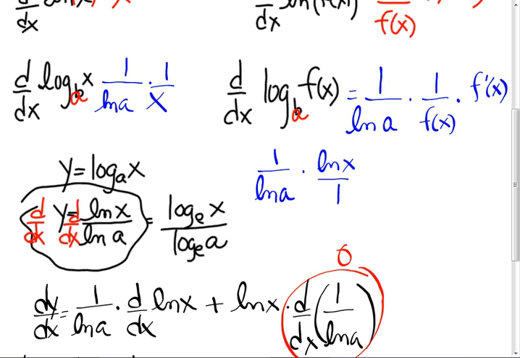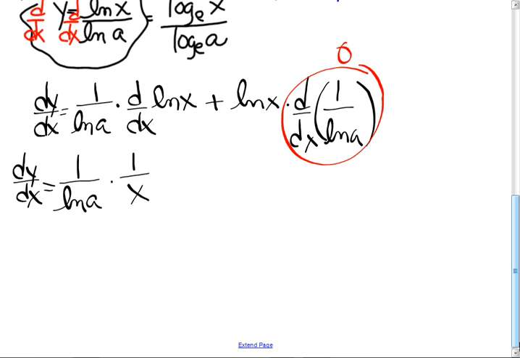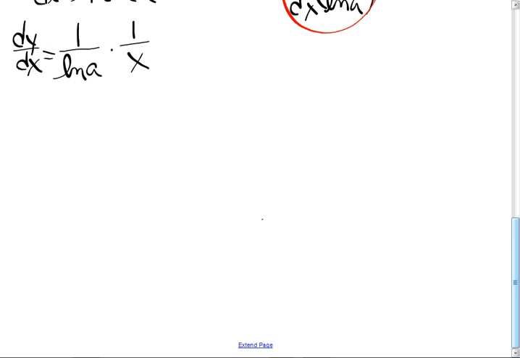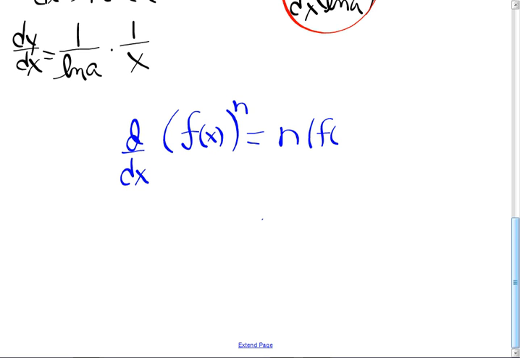This one? Oh, on the salmon sheet? Which one? F of x to the n? That one? Now, to the n, that's the power rule. So you do the outside, n, f of x to the n minus 1, times the derivative of the inside. And then you can do that times the derivative of x, if you'd like. Was there another one on here that you wanted?